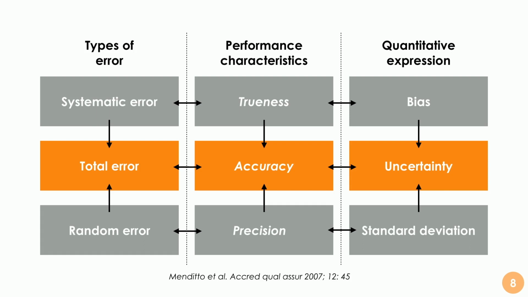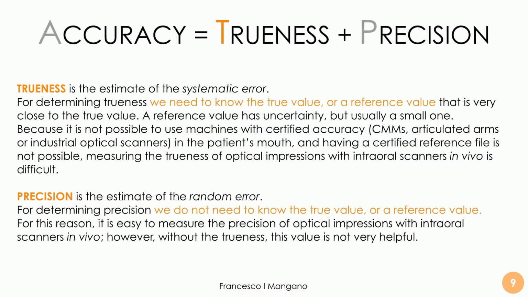And we could refer to precision using the term standard deviation, because it's a quantitative expression of the precision. The standard deviation, the deviation among different models captured by the same scanner at different times on the same object. So this is the precision when we refer to an intraoral scanner. It's an estimate of the random error. And it's quite easy to establish the precision using a reverse engineering software in vivo and in vitro. We can do it in vitro using models.